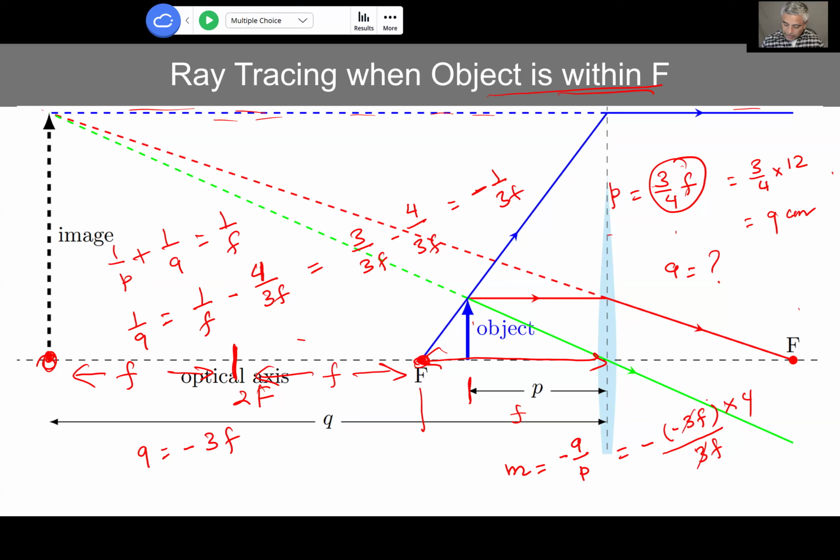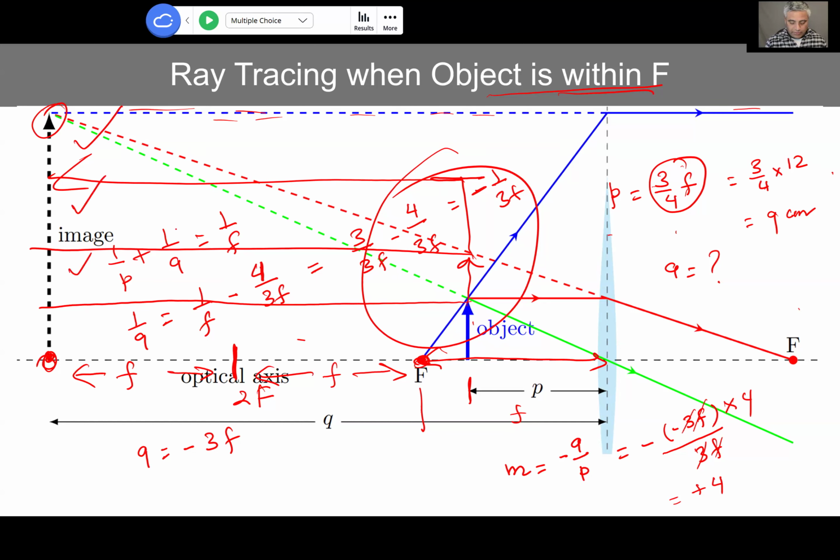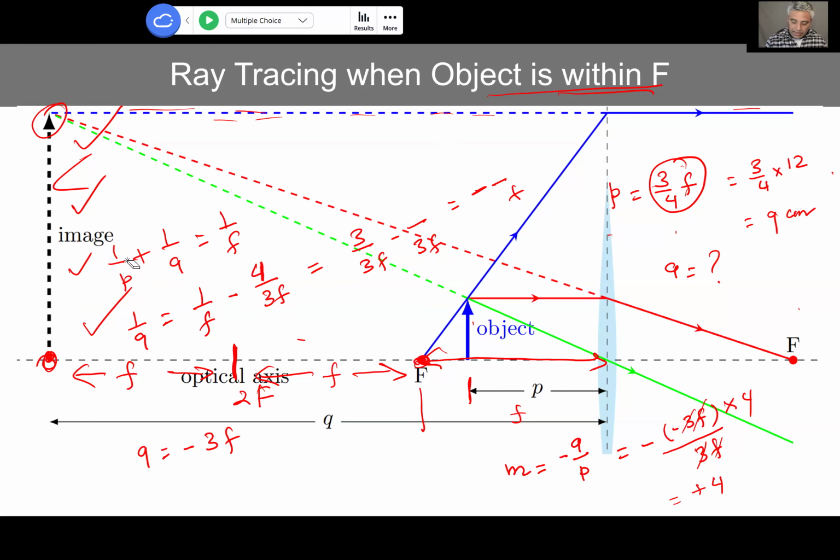So 3f cancels. So we have negative times negative, positive 4. So what it means is the size of this image is about 4 times the size of this object. That's what it means. My drawing is not accurate, but you see this: 1 times, 2 times, 3 times, 4 times. So that's what the magnification means.